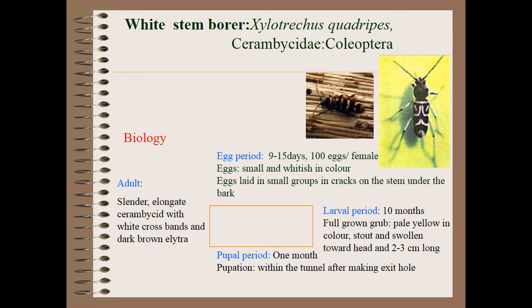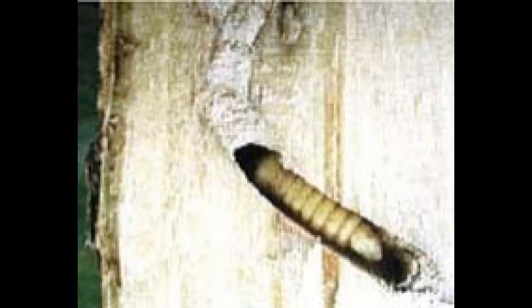The eggs are small, whitish in color, laid in small groups in cracks on stems under the bark. The larval period is about 10 months. The grub is pale yellow in color, stout and swollen towards the head. The pupal period is about 1 month. Pupation takes place within the tunnel after making an exit hole.